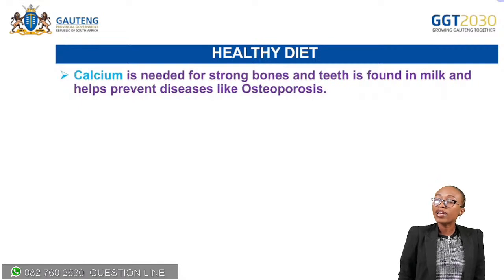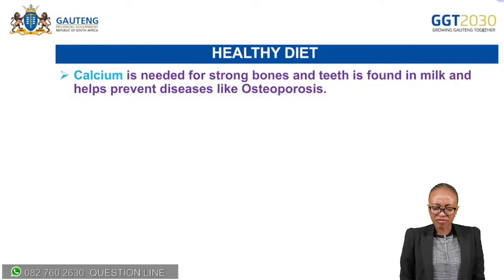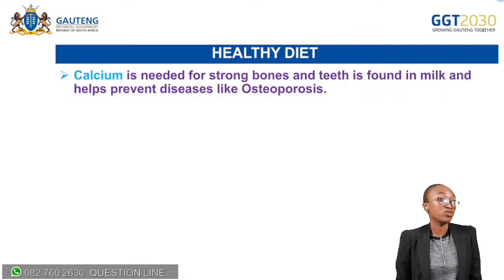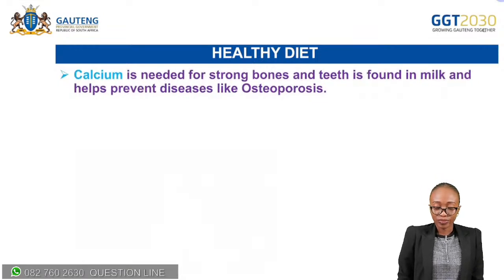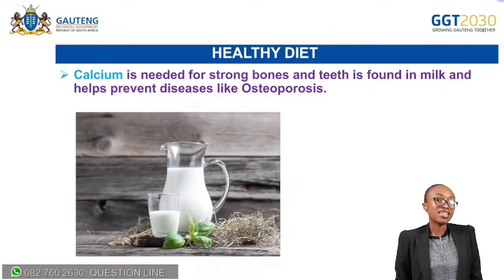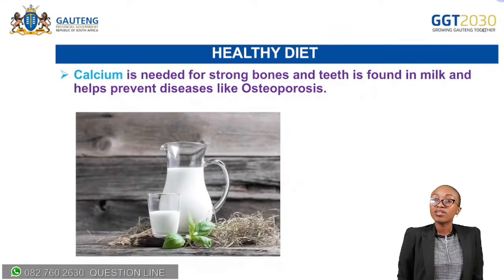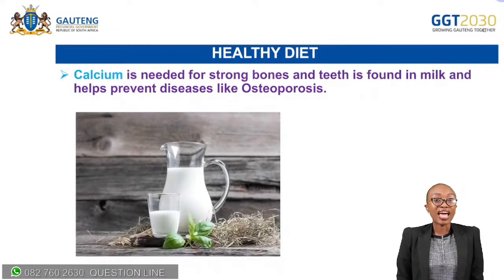So where do we find calcium? We find calcium in foods such as milk, and it helps prevent diseases like osteoporosis. There's a picture, a nice glass of milk. So when they offer you pap and milk at home, eat it, you are benefiting from that milk. And when they say drink a glass of water, drink it, you are benefiting.